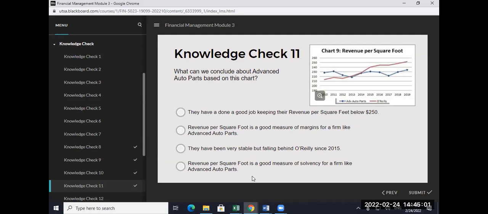First of all, is higher better or lower better? Higher is better, all right? What does revenue per square foot measure? Does it measure solvency, liquidity, turnover, or margin? It's a turnover ratio, right? It's not margins, it's not solvency. So you can kick out B and D. So what are you left with? C. Very stable. You want it stable, you want it rising, but stable is better than all over the place, definitely. But very, very stable, but has fallen behind O'Reilly here. So C looks pretty good.